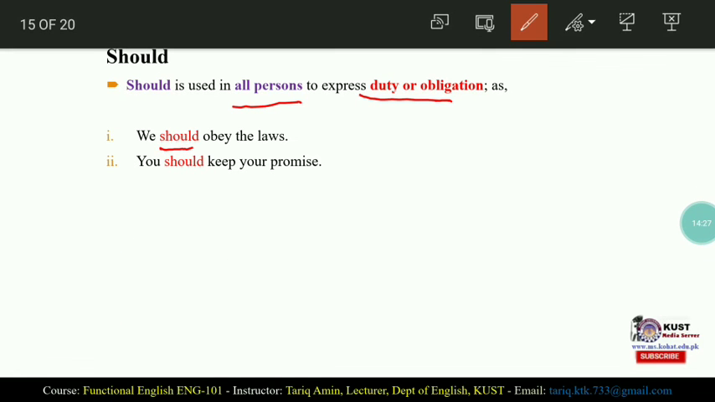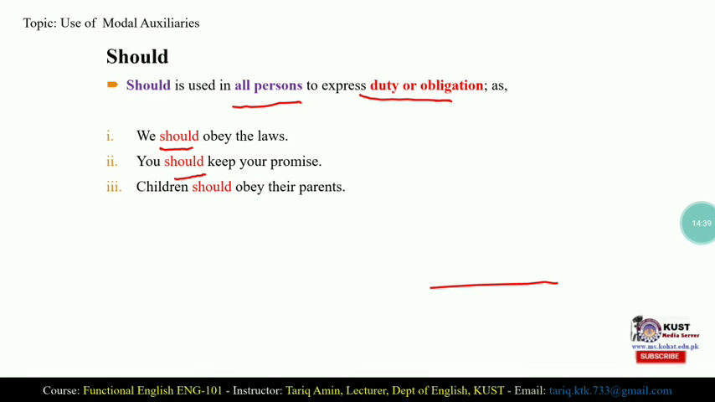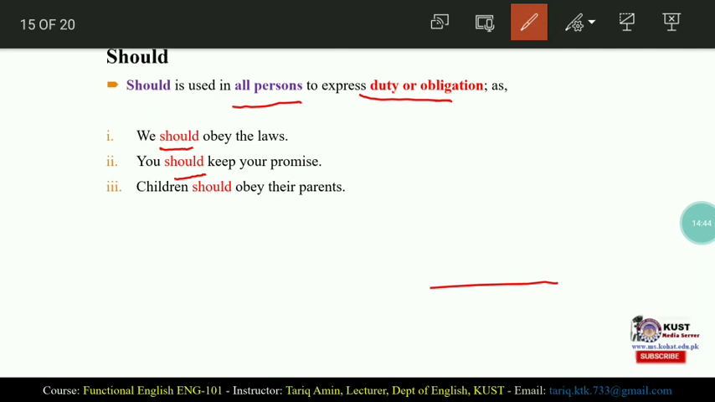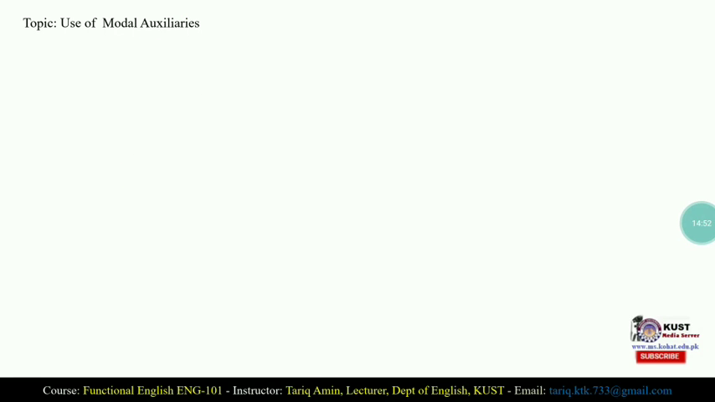You should keep your promise. It is our duty. It is obligatory for us to keep our promises. That is why you should keep your promise. And we can see that should is used with we and you, and also with children. Children should obey their parents. It is obligatory for children to obey their parents. So should is used in all persons.